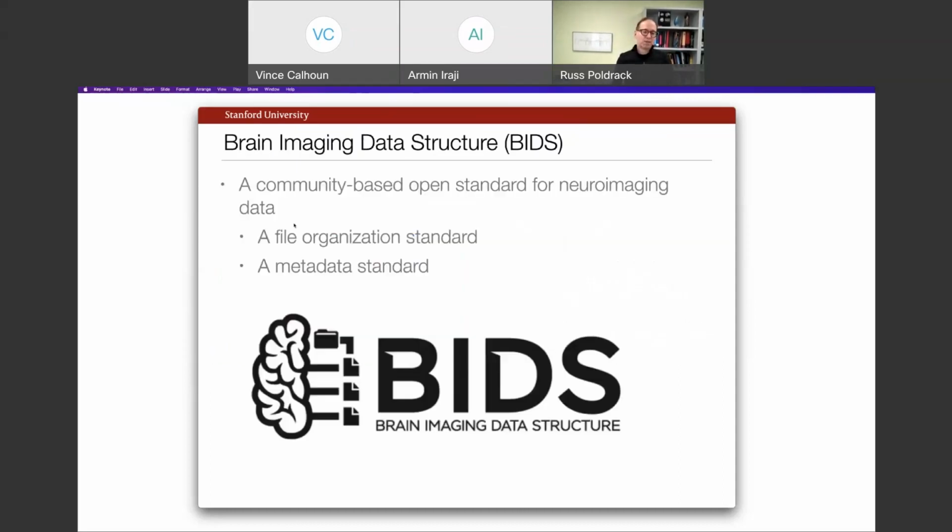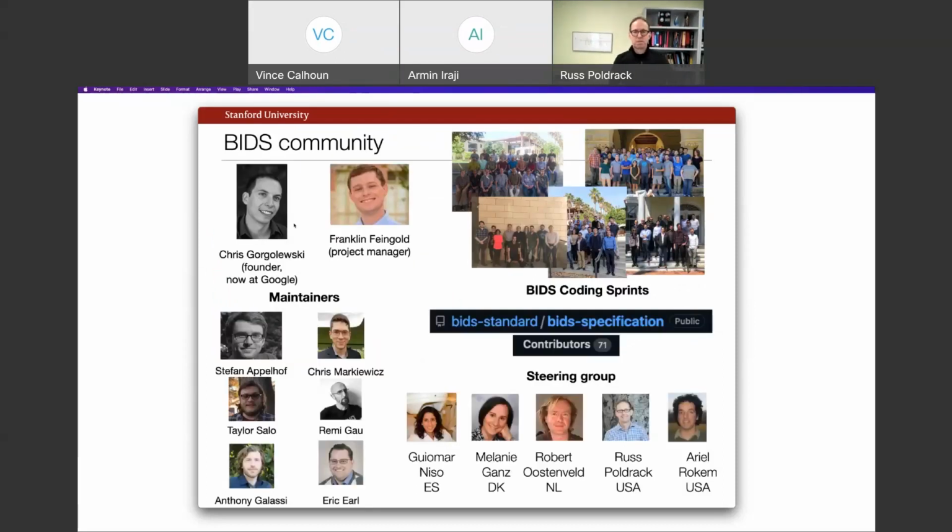So we've been involved for the last about 7 years in developing a standard for sharing data that makes shared data really useful for people straight out of the box. And that's the Brain Imaging Data Structure, or BIDS, which provides both a file organization standard and a metadata standard for imaging data. And I'll just highlight what a community effort this has been. It was started by Chris Gorgolewski and myself and a few others back in 2015. Chris moved on to Google back in 2018.